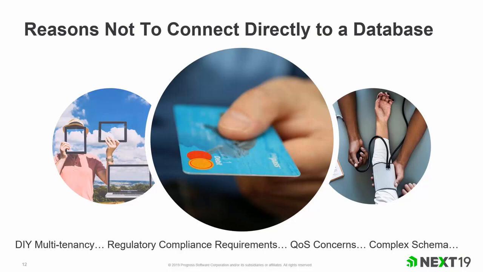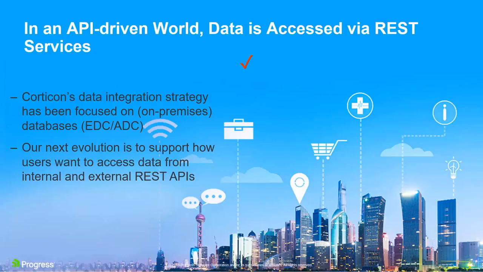And the last thing I would say is sometimes there is no other way to access a database than through a service layer, through an API, because IT simply prevents you from tapping into the database through ODBC or JDBC, which we used to do with the Enterprise Data Connector and the Advanced Data Connector. So, in conclusion, Corticon's data integration strategy has been focused on on-premise relational data sources, and we now need to extend out to either public APIs or internal APIs to address those problems that I just described.